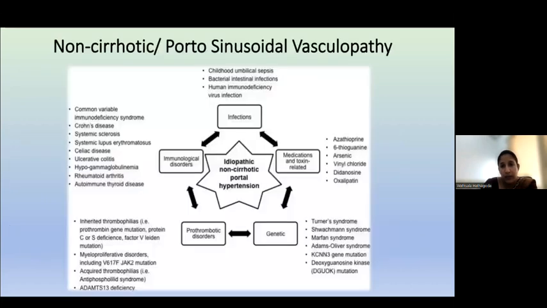So these are some of the postulated theories behind this non-cirrhotic portal hypertension, as we discussed. There can be infective causes, there can be medications or toxins, and in some children, there can be some genetic predisposition, pro-thrombotic events, as well as immunological disorders. None is conclusive, but these are some of the theories which they have put forward.